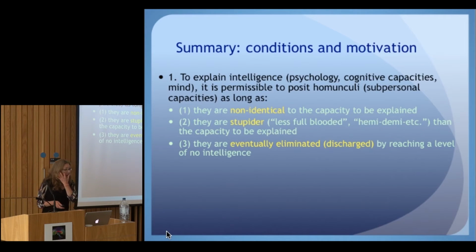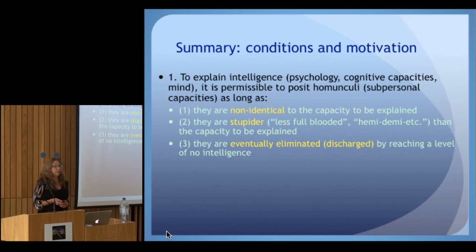So to explain intelligence, and by intelligence you can just say psychological explanation, cognitive capacities, to explain the mind, all that mental stuff, it is permissible to posit homunculi, or subpersonal capacities, as long as, first of all, they're not identical to the capacity being explained. They have to be stupider. They not only have to be different, but also stupider in some way. It's not enough to merely not be the same; it also has to be, in some sense, less intelligent than what it is explaining.